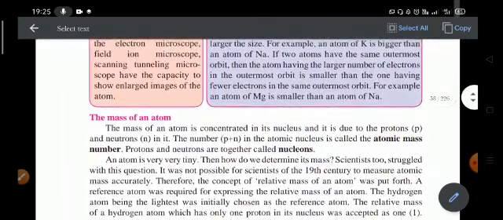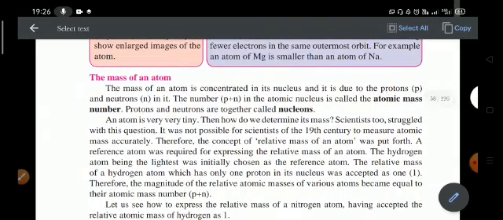What is the mass of an atom? The mass of an atom is concentrated in its nucleus, and it is due to the protons and neutrons present in it. The number P plus N, that is proton plus neutron, in the atomic nucleus is called the atomic mass number, whereas protons and neutrons are together called nucleons. Protons are particles containing positive charge, whereas neutrons contain negative plus positive charge that neutralize each other. You have to remember all these definitions. The number of protons plus neutrons in the atomic nucleus is called the atomic mass number.